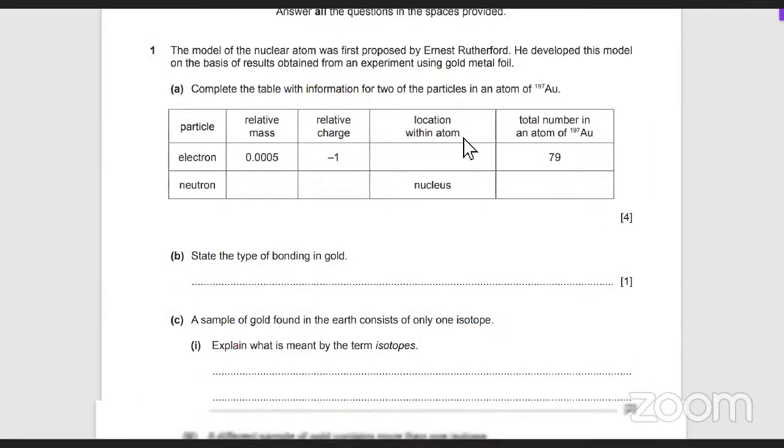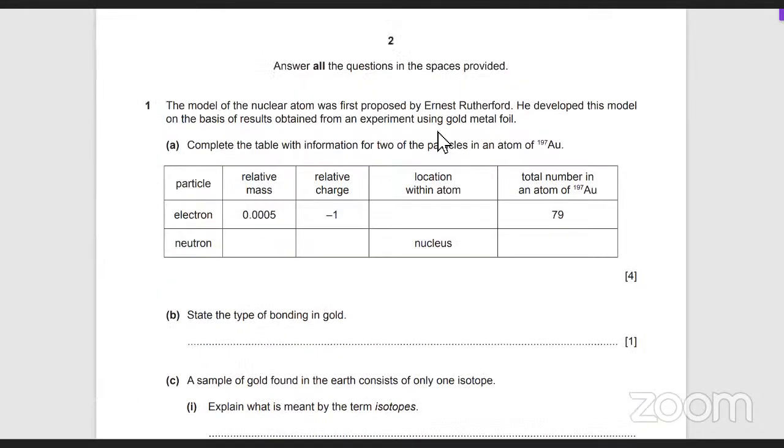Yes, sir. अच्छा, so we're starting with the first one. Complete a table of information of two of the particles in an atom of Au-197. ठीक है. So location बता दो. It's simple. What's the location? Electron. It's on the shell, sir. Yeah, that's shells.